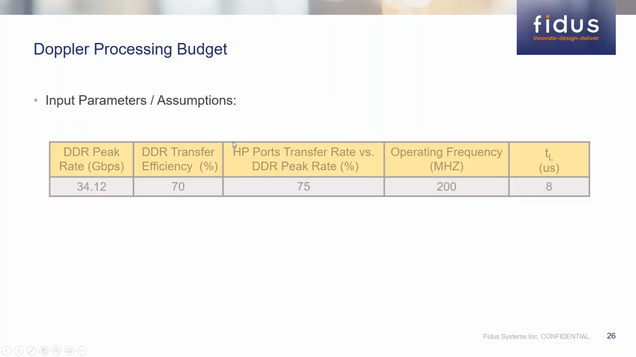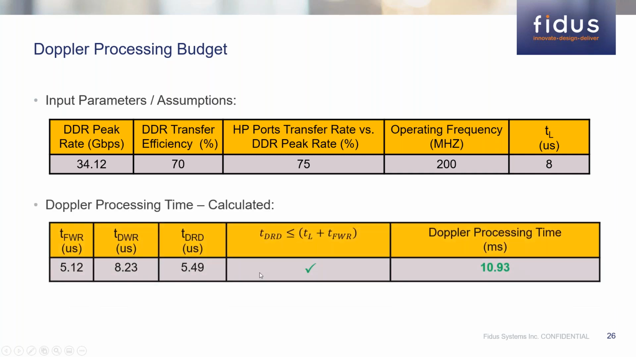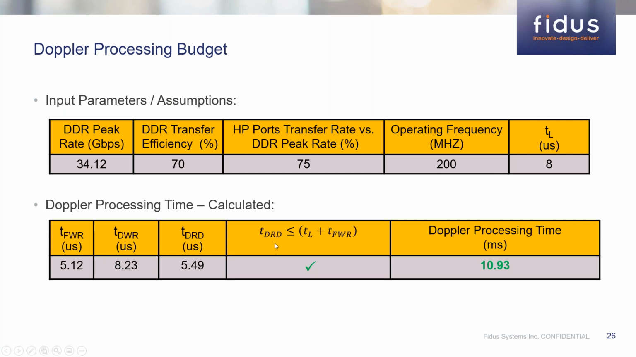If we make the assumptions and do the math: the peak rate for the DDR is 34, the efficiency of the DDR is assumed to be 70. The HP port that I picked is 64, operating at a frequency of 200, and the latency from the Xilinx IP with 512 is 8 microseconds, running at 200 megahertz. So we will meet our constraint that the read time of the page will be less than the processing time of 1 page, and the total Doppler processing is within the time budget. So the architecture will fit our requirement.